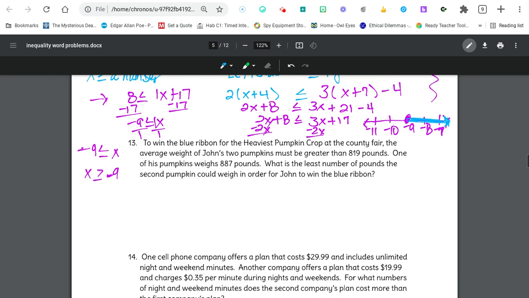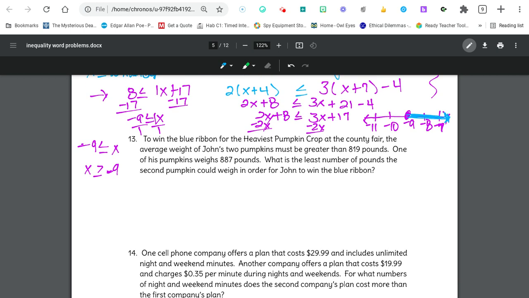All right, let's take a look at 13. It says, to win the blue ribbon for the heaviest pumpkin crop at the county fair, the average weight of John's 2 pumpkins must be greater than 819 pounds. Okay? I'm going to go through something real quick. You've got the average of 2 pumpkins has to be greater than 819 pounds.